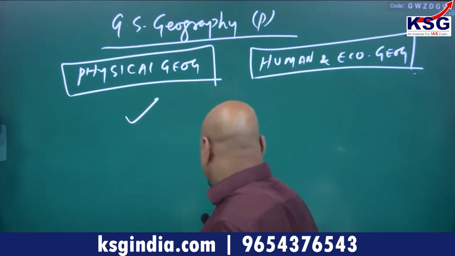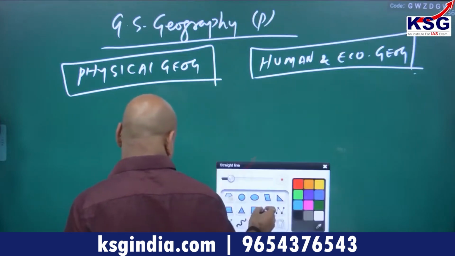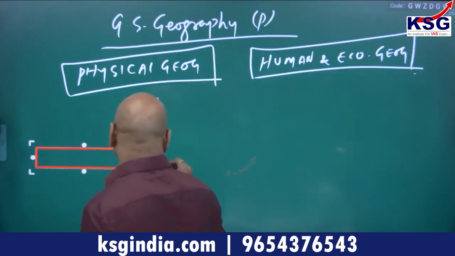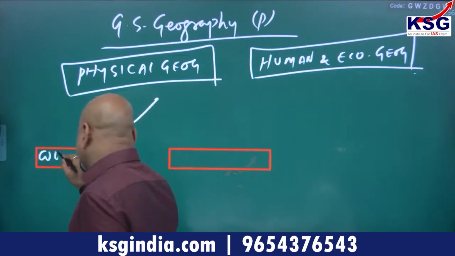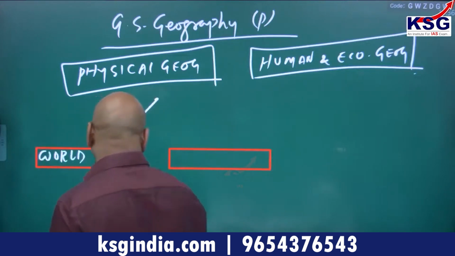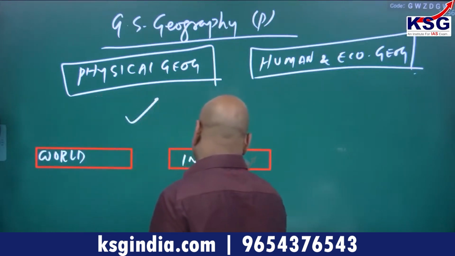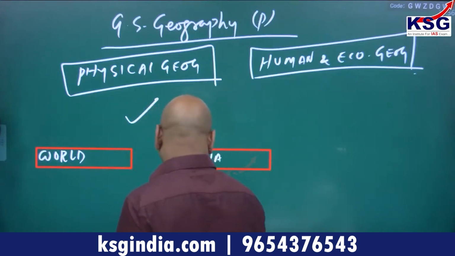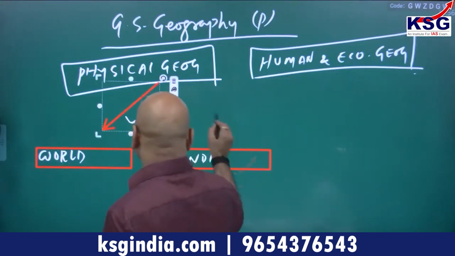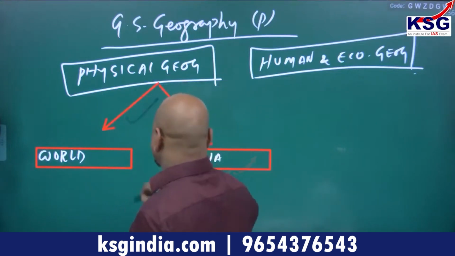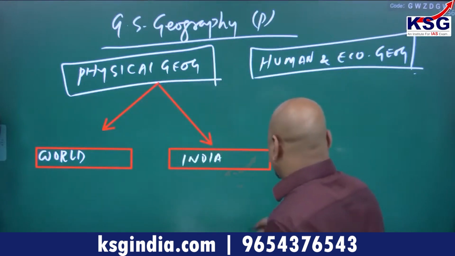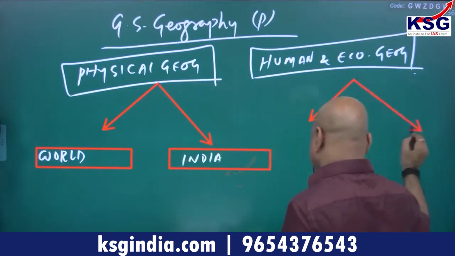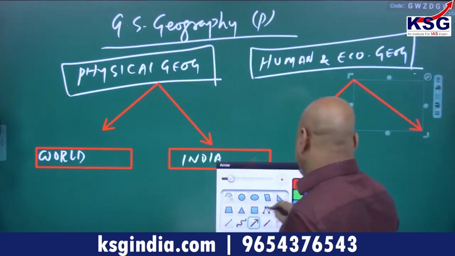So, in physical geography you have two important regions. One is world physical, another one is India physical geography. Okay, so two major areas. This is in the physical geography, world and India two parts. In human geography again the same case, world and India, two parts you have.